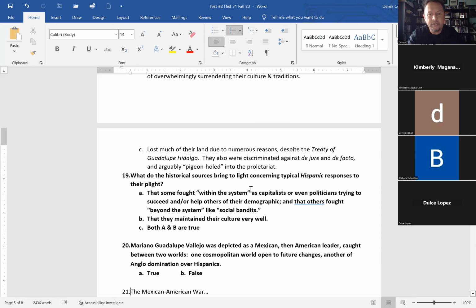What do the historical sources bring to light concerning typical Hispanic responses to their plight? A, that some fought within the system as capitalists or even politicians trying to succeed and or help others of their demographic, and that others fought beyond the system like social bandits. That is very true. Esteban Ochoa, the Mexican mayor of Tucson, Arizona, was very adamantly in favor of, quote, his people, and he repeatedly was reelected. You had the Gorras Blancas, the White Hats, ran people for office in Texas and New Mexico and did well representing their people. And then you also had the social bandits like Joaquin Murrieta, that Zorro was named after.